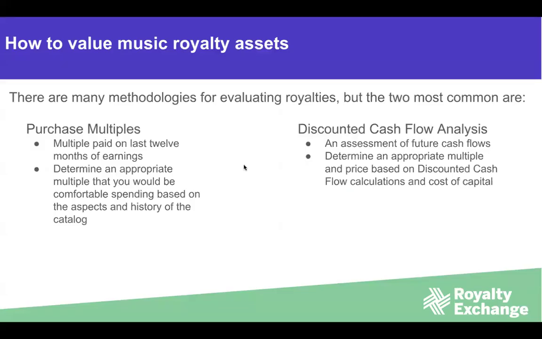First, we'll be talking about two different royalty valuation methodologies that we typically look at. First is using purchase multiples. Second is using a discounted cash flow analysis, which is a pretty standard analysis strategy. For purchase multiples, pretty simple. It's what is the multiple of the last 12 months earnings to pay for an asset.